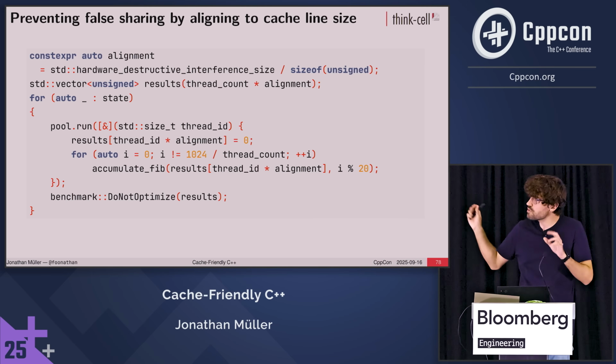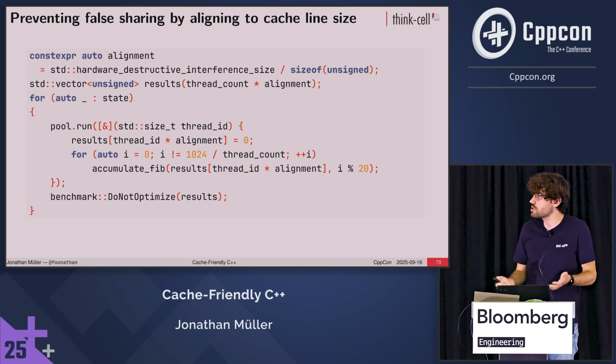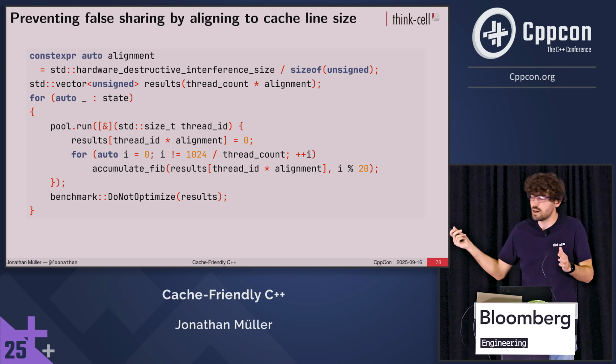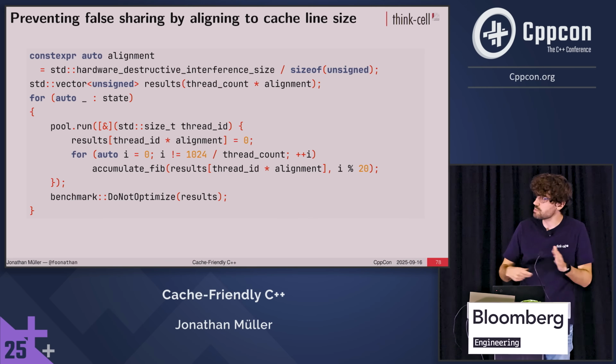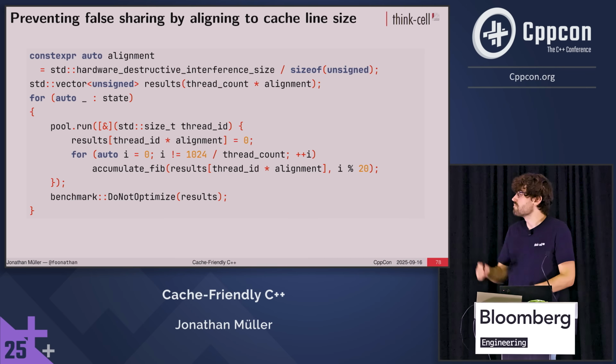The standard provides access to the cache line size using hardware destructive interference size. I'm not sure why they didn't call it cache line. Also, it's sometimes wrong because it's just a compile time constant that's being set, and it might not always be set properly for your target, so you probably need to roll your own. But in this case, it worked.